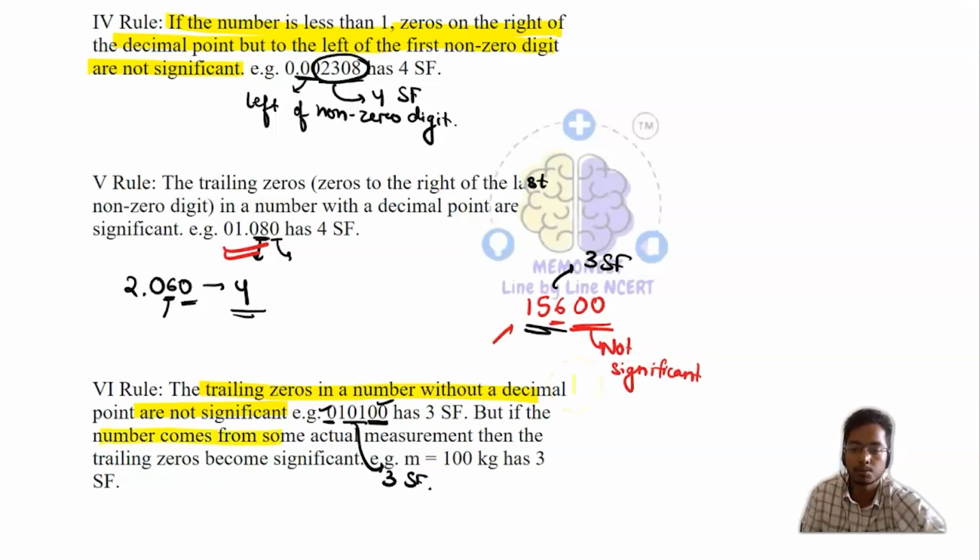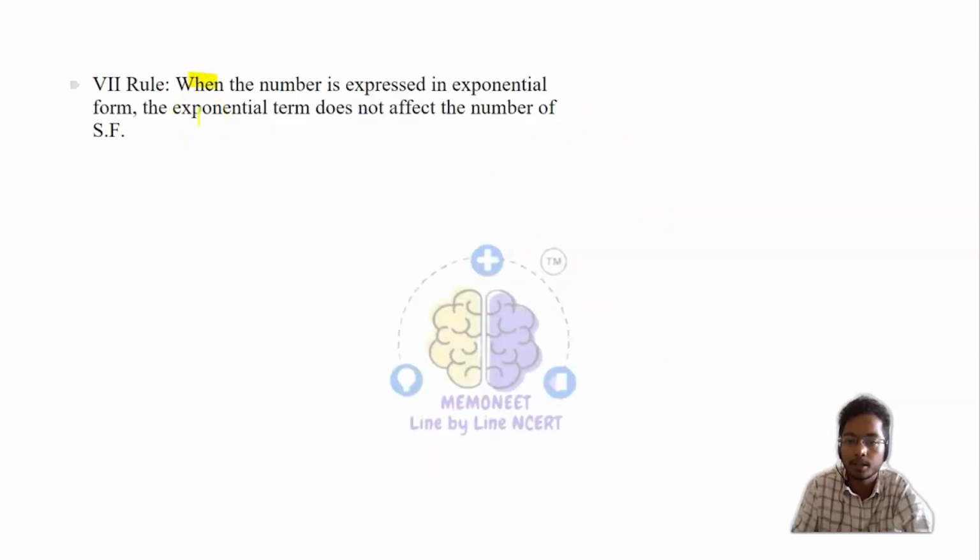If the number comes from some actual measurement, then the trailing zeros become significant. For example, we have mass equal to 100 kg. After the non-zero digit 1, there are 2 zeros, but it is represented in some measurement. So in this case, the trailing zeros are significant. So we have 3 significant figures here. The next rule says that when the number is expressed in exponential form, the exponential term does not affect the significant figures.